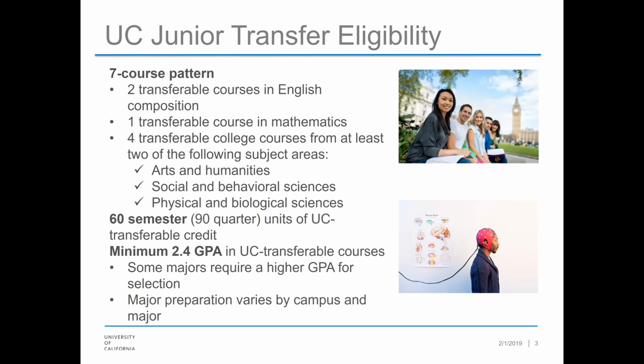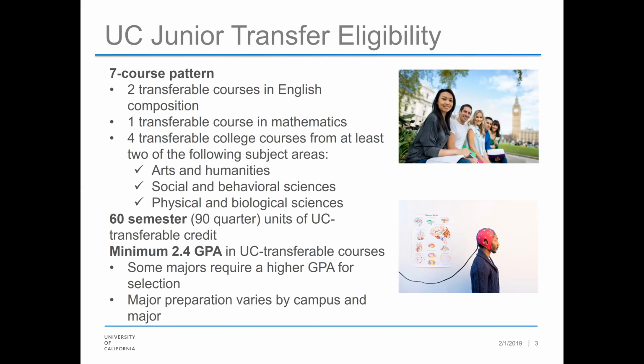So UC Junior Transfer Eligibility, this is applicable to all the UCs. These are the minimum eligibility requirements. We have something called the 7-course pattern, where we need our students who are interested in applying to UC to complete at least 2 transferable English composition courses at the community college, 1 transferable course in mathematics, and then 4 transferable college courses from at least 2 of the 3 subject areas listed below: arts and humanities, social and behavioral science, physical and biological science. So students must take a total of 4 courses from at least 2 of those 3 subject areas.